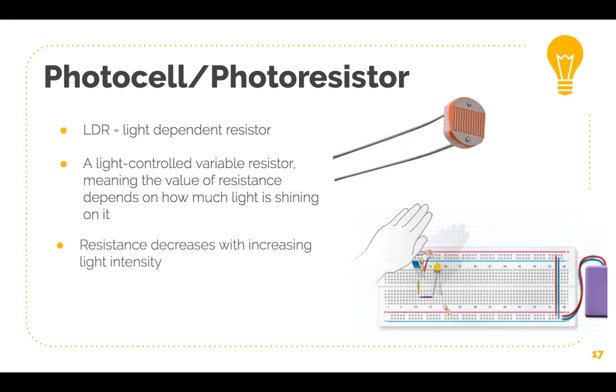Resistance in an LDR decreases with increasing light intensity. So you can see here in this image, when the person puts their hand over the LDR, the LED turns off. When the hand is removed, the LED turns on, okay? So there's a decrease in resistance when there's more light shining on that LDR. Decreased resistance makes electron flow easier to happen, makes current flow easier to happen, so that light will turn on.